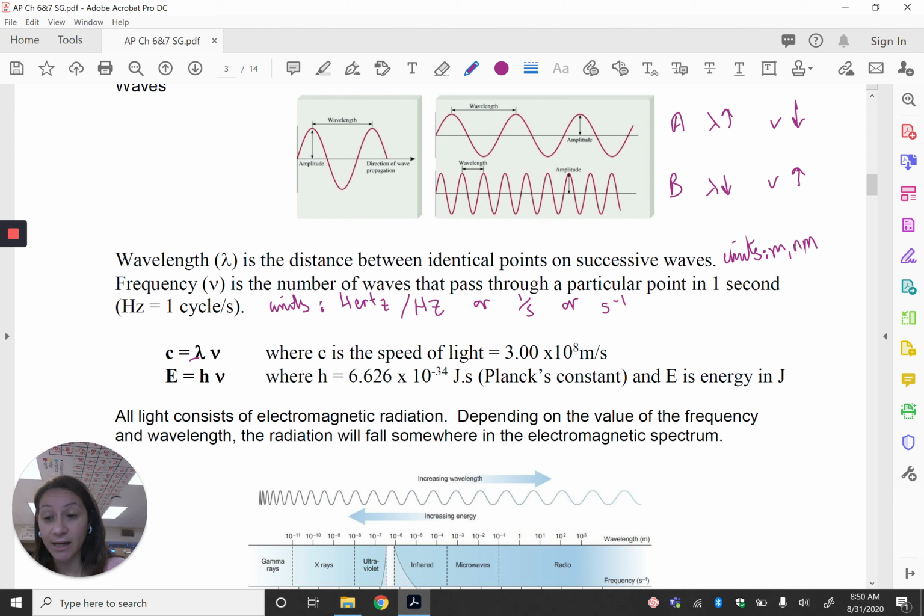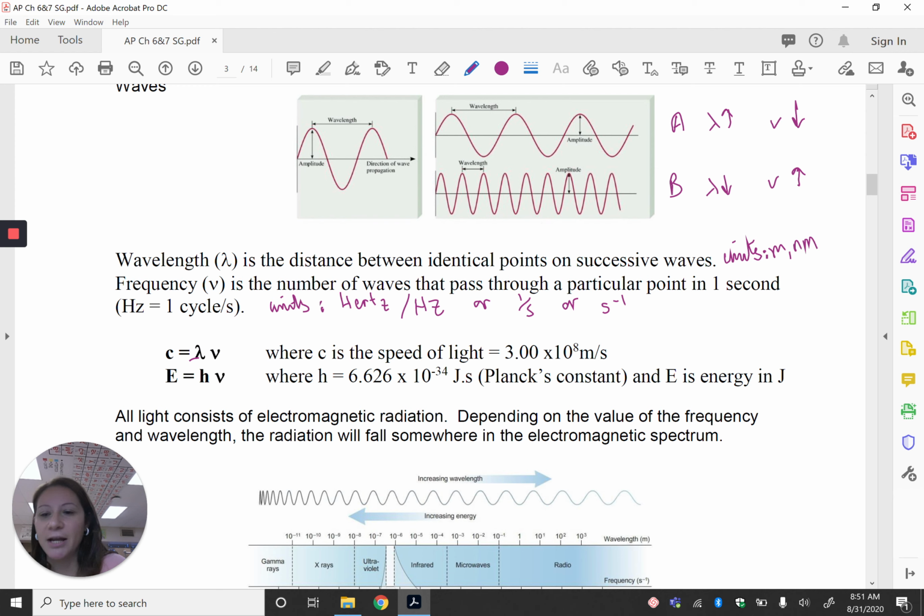Okay, the second equation that you need to know about is E is equal to h nu. Again, this is on your green sheet. E is energy measured in joules. H is Planck's constant. So Planck and Hertz were both physicists, and they wanted to honor them, so they named these units after them, or this constant after them. And then nu is the frequency again. Planck's constant is given to you here, and it's also going to be on the green sheet, your reference sheet, 6.626 times 10 to the negative 34th joules times second.